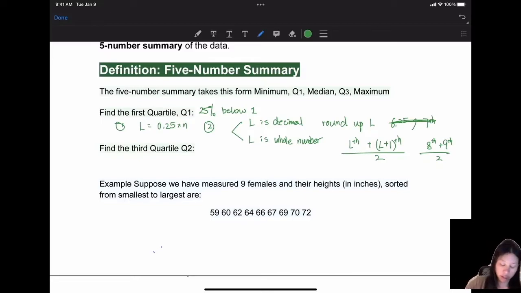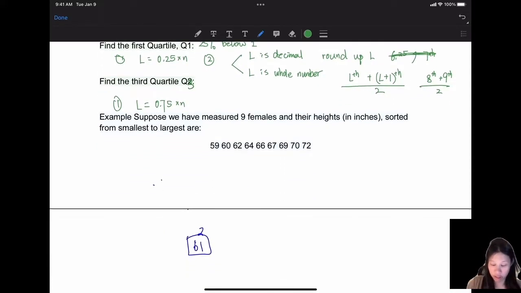Now, finding the third quartile. The third quartile is similar, but the first step is, since 75% of the data is below the third quartile, you should use 75% times how many data you have. And then you need to discuss by case, whether L is a decimal or L is a whole number.